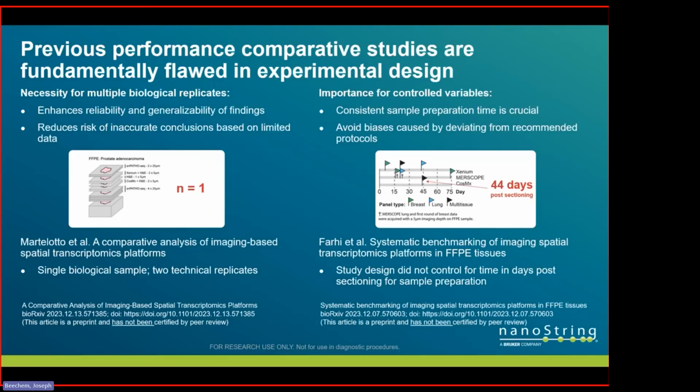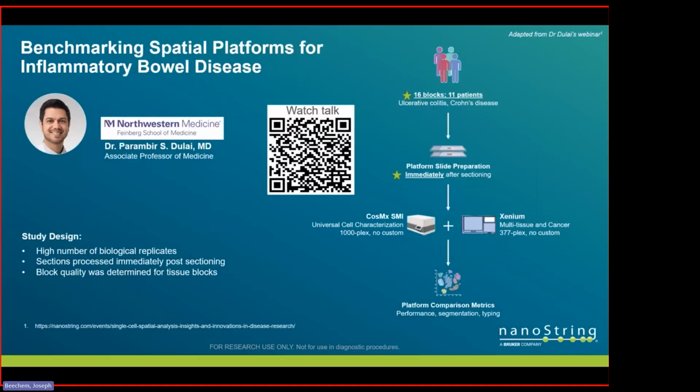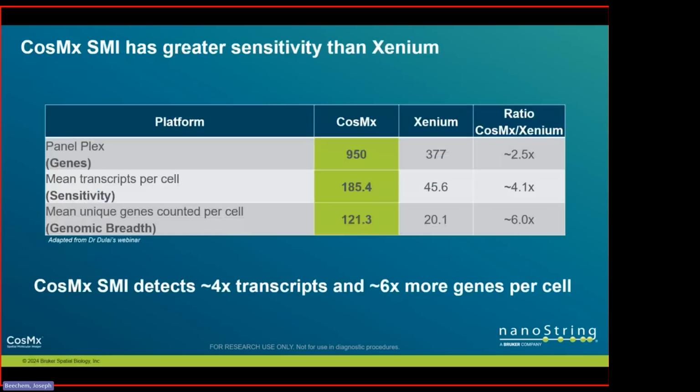Luckily, some scientists out there started doing good comparison studies. And these were one of the very first ones that came out. Parambir Dulai, who's an MD at Northwestern University, said, I'm going to do it right. It's got 16 blocks, 11 different patients, samples. They each get cut at 5 microns. The day they're cut, one of them goes into the Xenium, one of them goes into the CosMx. And then the data are compared head to head. So now we got some statistics and we can actually see what's happening.